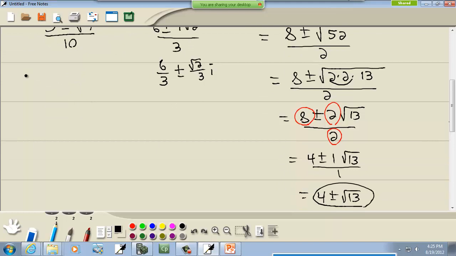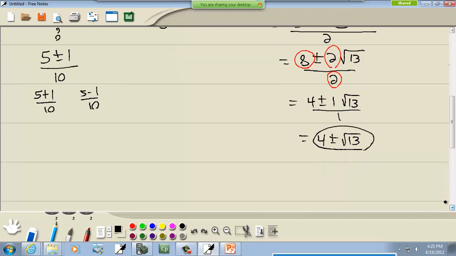So sometimes when you work on a problem, these indicate steps you can't see. You get it down to something that looks like this: 5 plus or minus 1 over 10. Here it's beneficial for you to split it up. What the plus or minus means is you got 5 plus 1 over 10, and you got 5 minus 1 over 10. Well, if we simplify, 5 plus 1 is 6, so we got 6 over 10. 5 minus 1 is 4, so we got 4 over 10, which gives us 3/5 and gives us 2/5.